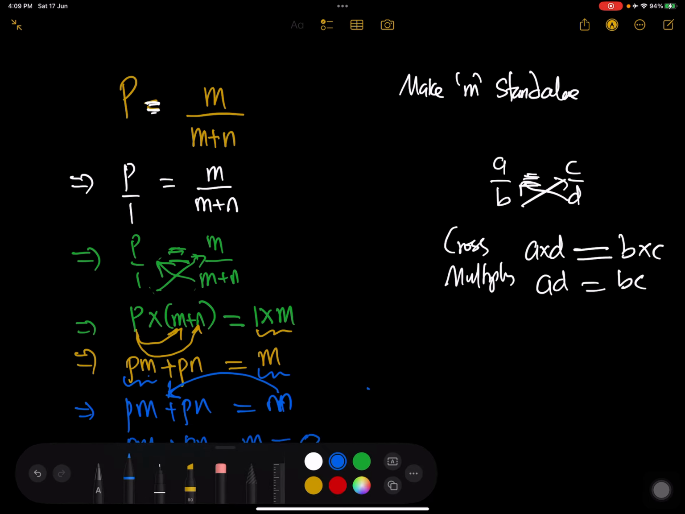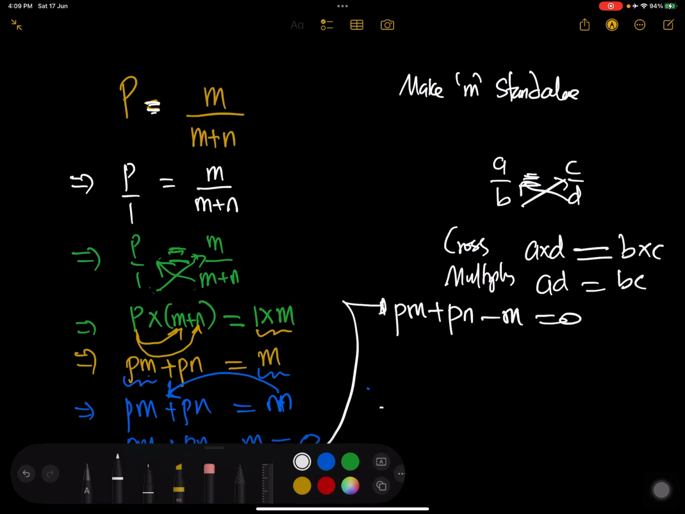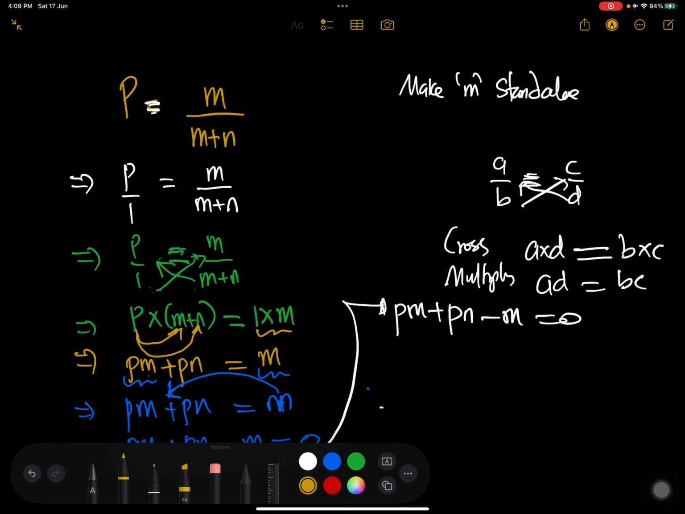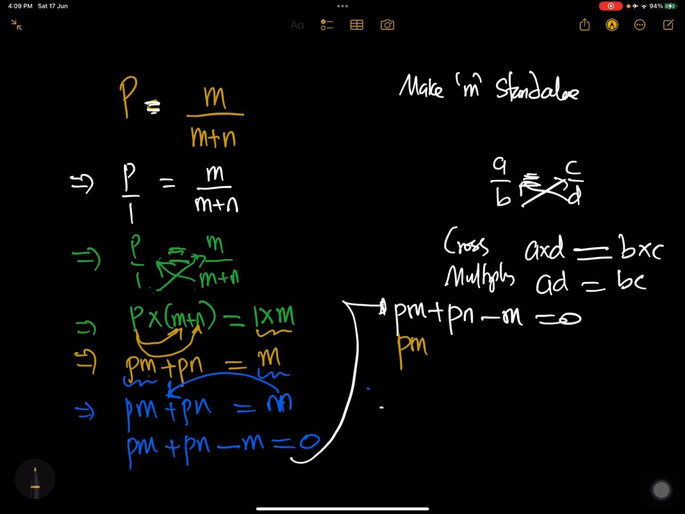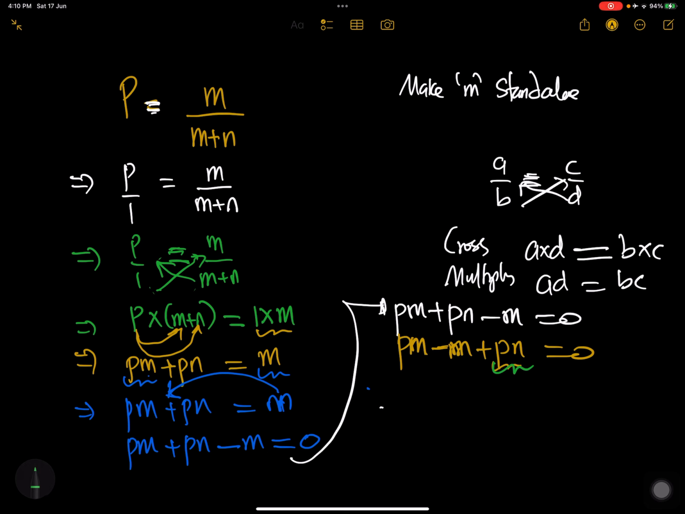Can you see that? I hope you can see that. And then we can continue somewhere here. We get PM plus Pn minus M is equal to 0. And then once we've been able to do that, we can rearrange. We have PM minus M plus Pn is equal to 0, right? Why did we bring this one here? Because this one also has M there. But we don't need this. This needs to move away, because it doesn't have M in it.